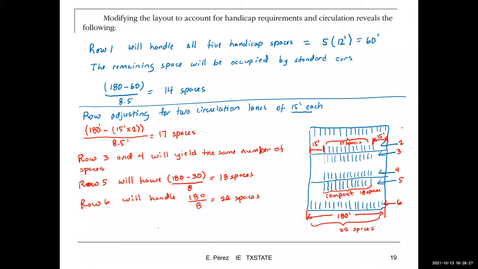Okay, so let's summarize this. We have 17 spaces here. No, this is 17. This is 17. This one has 17. This one will have 18. This one would have 22. And then for this one, we have five spaces that are handicapped, and 14 that are normal. So in total, we have 5 + 14 + 17 + 17 + 17 + 18 + 22. And we have that computation on the next slide.